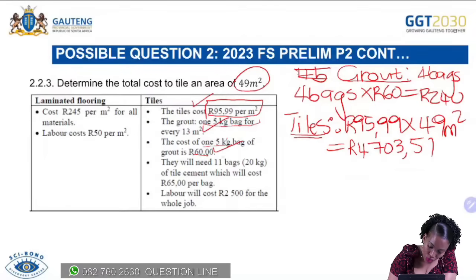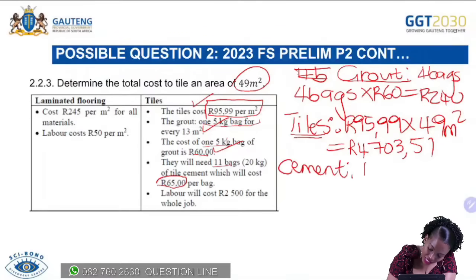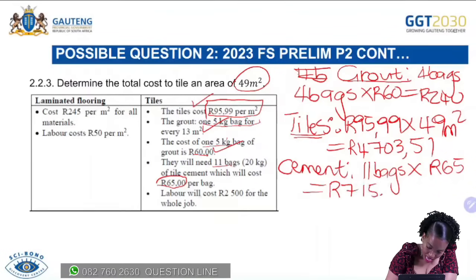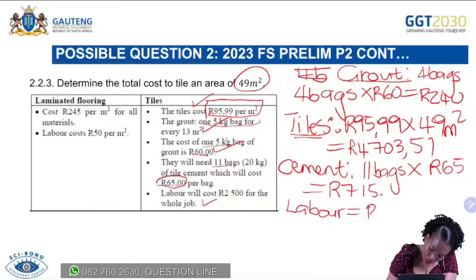We've calculated tiles and we've calculated grout. They said again they will need 11 bags of tile cement, which costs 65 rand per bag. So now let's calculate for cement. It is 11 bags multiplied by 65 rand. So you punch in your calculator again, 11 multiplied by 65. I am getting 715 rand. So labor will cost 2,500.